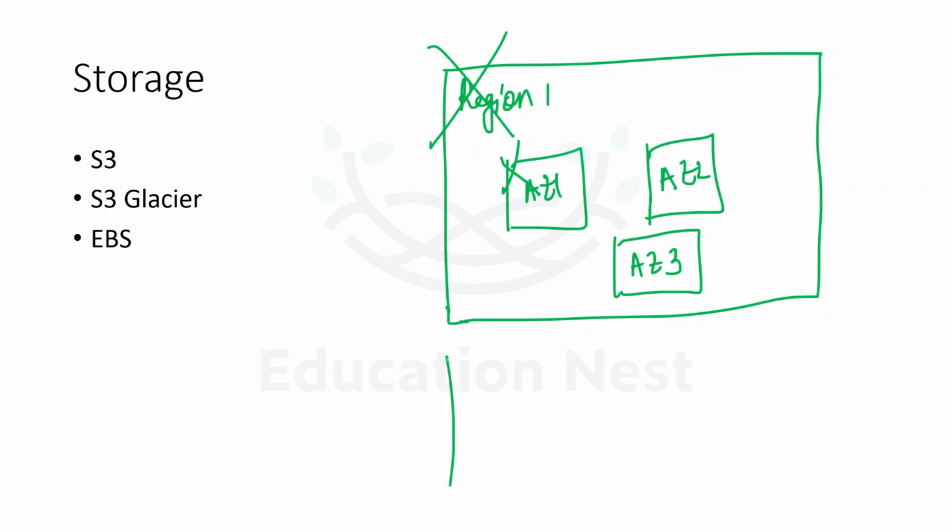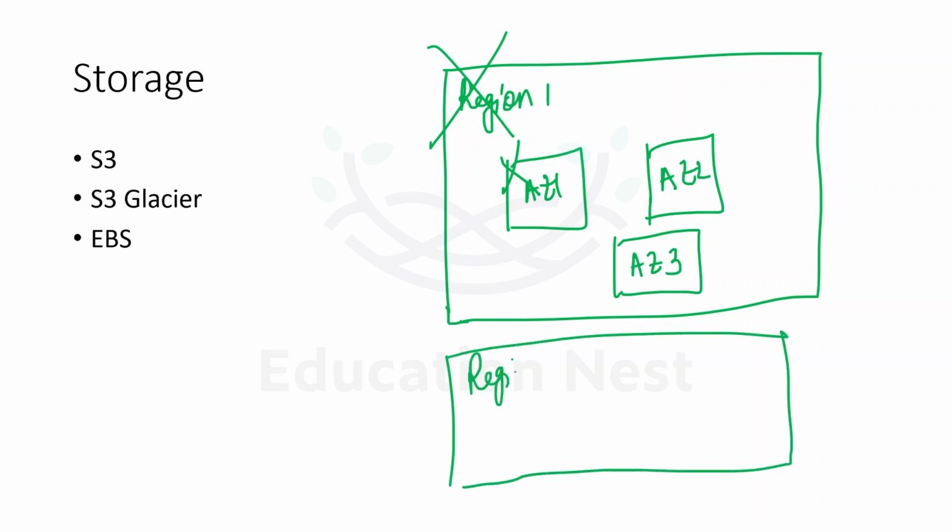For that, we have one technology, if you remember from the storage module, it's called cross-region replication. So you can have your data replicated into another region, and both of the buckets would be in sync. By that you can have the backup of your S3.